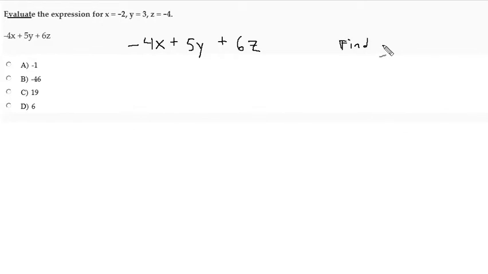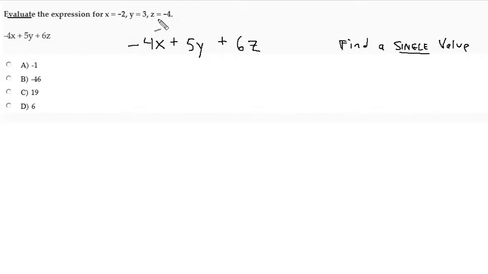Find a single value. Right now we have multiple values. We've got all these symbols, and a -4, a 5, and a +6. We've got all these other numbers. So when we combine all these numbers in arithmetic together, we're going to arrive at a single value. That's the goal of evaluate.